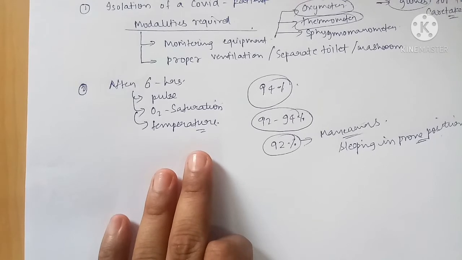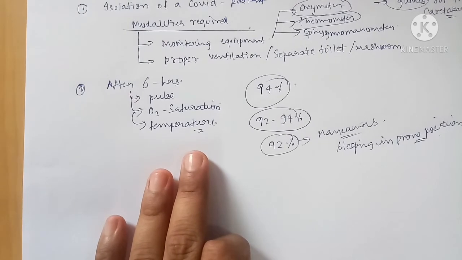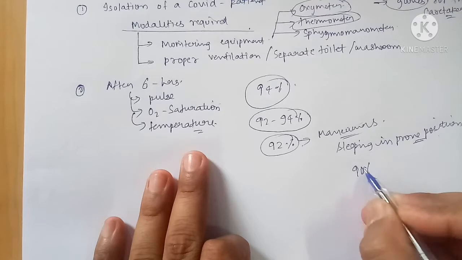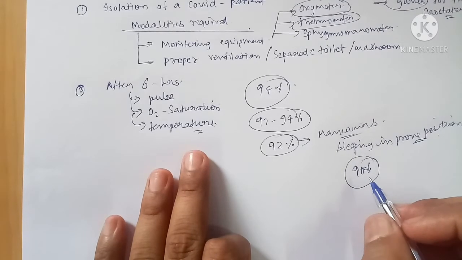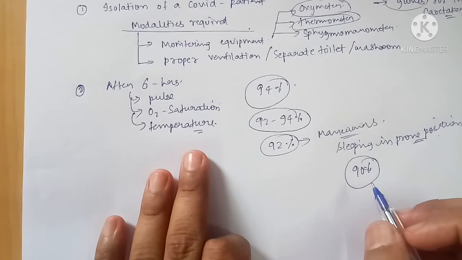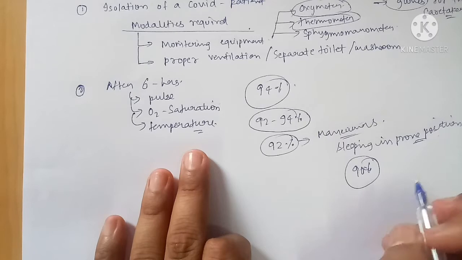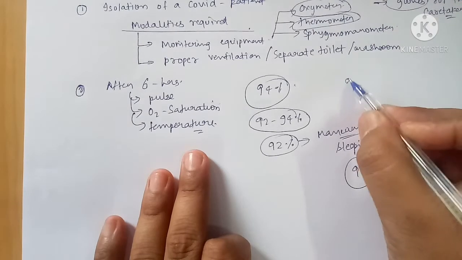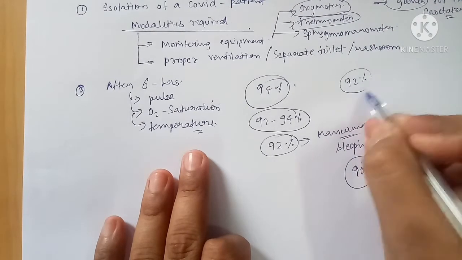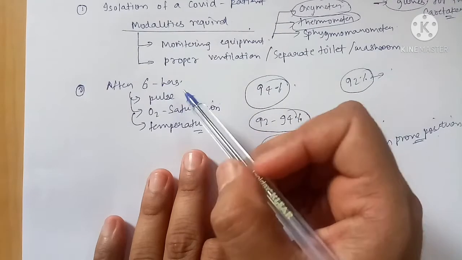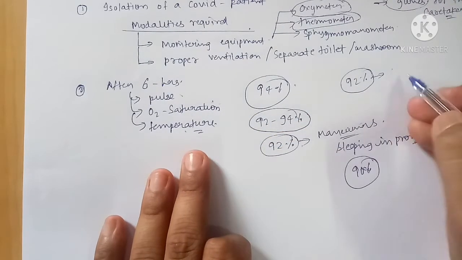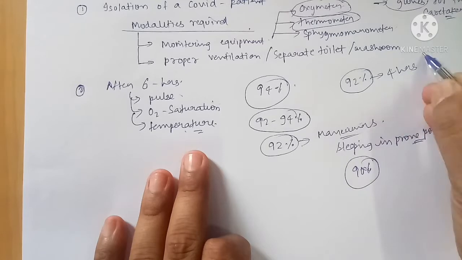But if your oxygen saturation falls below 90%, at this point try to find a bed in the hospital. If oxygen saturation drops below 92%, monitor every 4 hours, not 6 hours. You have to monitor each value of pulse, oxygen saturation and temperature every 4 hours, not every 6 hours.